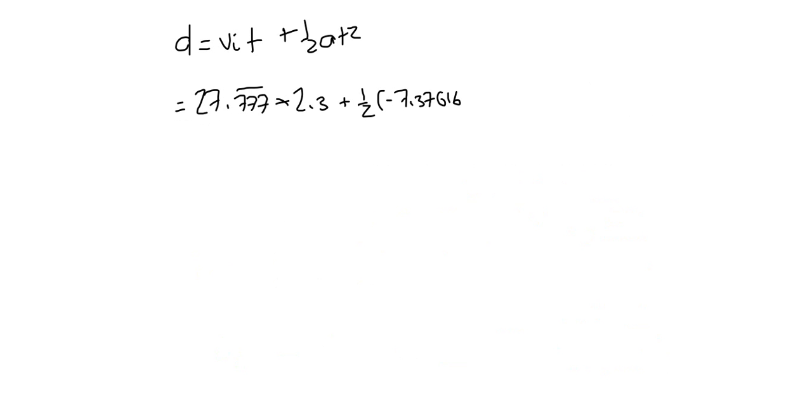There's actually a way to store these values in most calculators. And if you know how to store a value in a calculator, that's fantastic. If not, this would be another great time. Pause the video, ask Chris. So I'm going to type this in now. I'm going to do 27.7 repeating times 2.3. I'm going to add 1/2 times negative, that whole value, 7.37616, and times that by 2.3 squared.